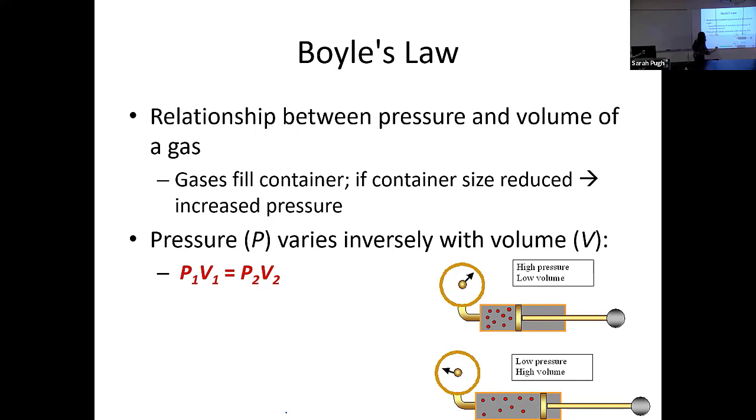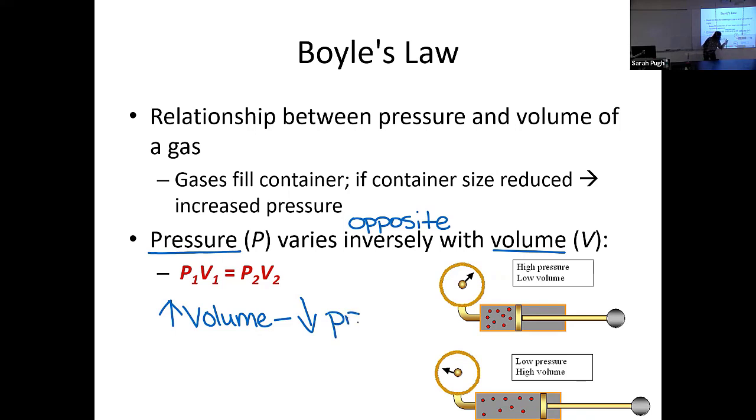So we say that pressure varies inversely. Okay, this is a math term. Inversely means opposite directions. Pressure varies inversely with volume. So what that means is if you increase the volume, then that is going to decrease the pressure.